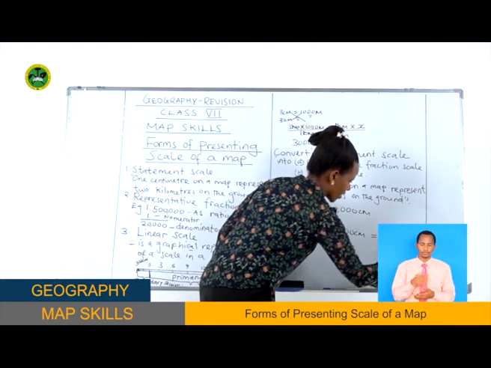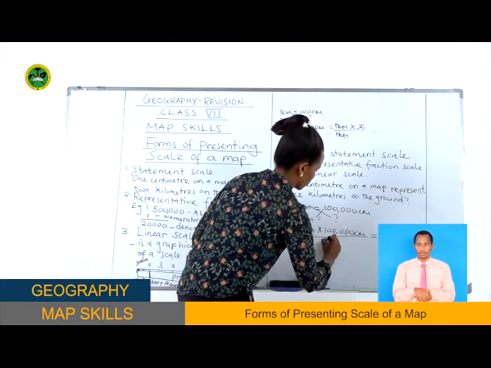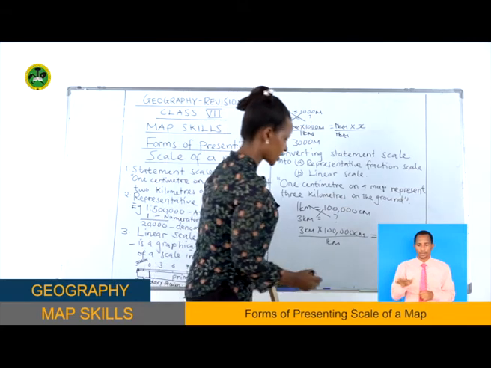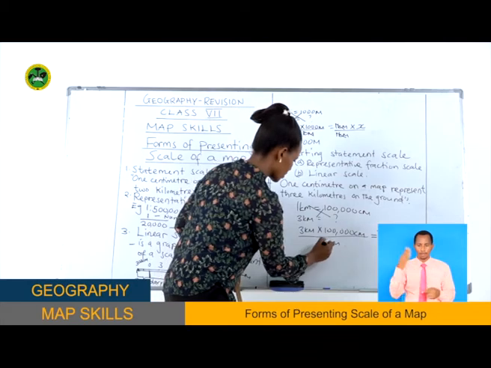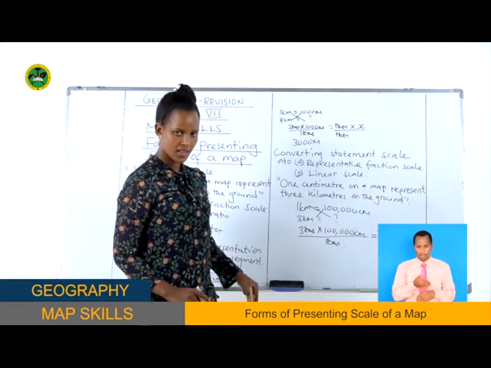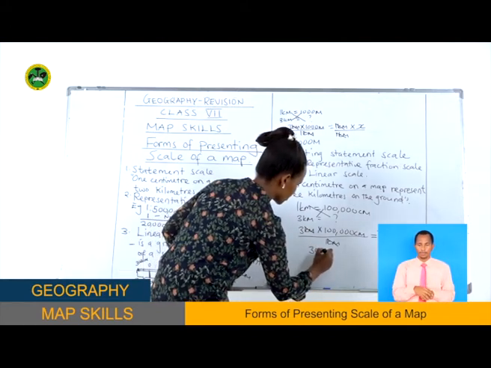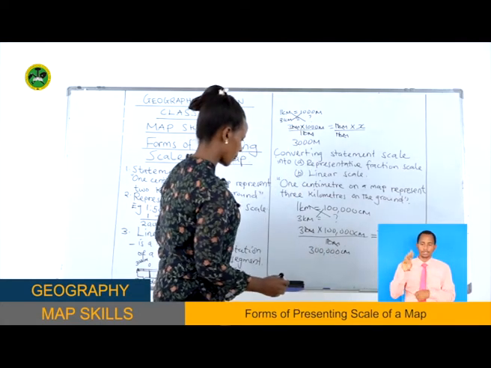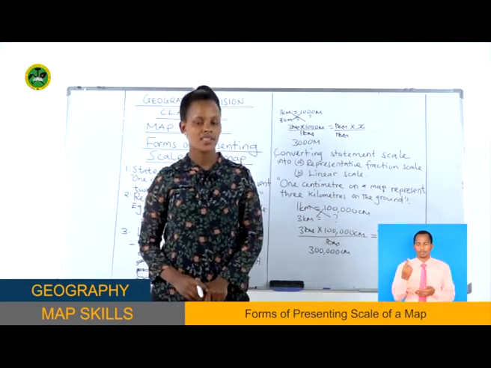Then here, as usual, you divide by 1 kilometer both sides in order to get the value of x. 1 kilometer and 1 kilometer has gone. Then this kilometer and kilometer also has gone. 3 times 100,000 centimeters is 300,000 centimeters. Divide by 1, you get the same 300,000 centimeters.